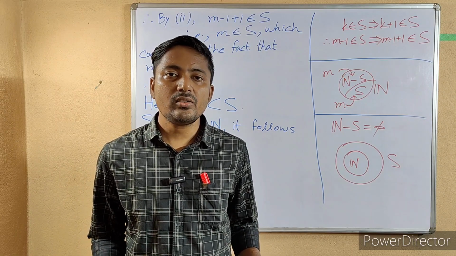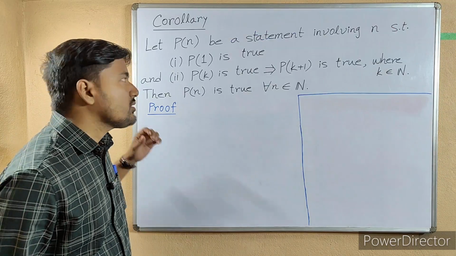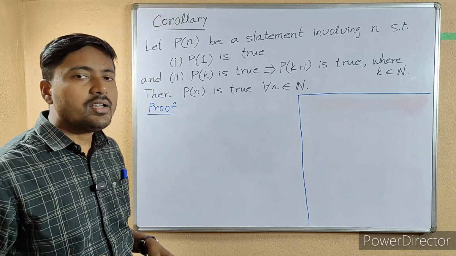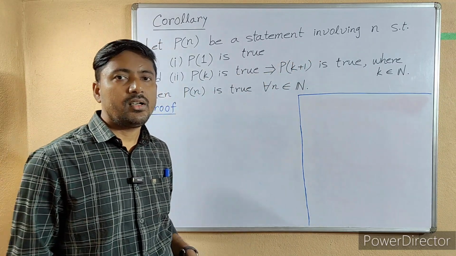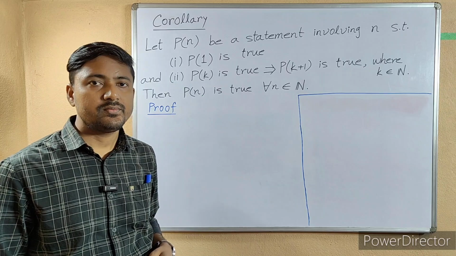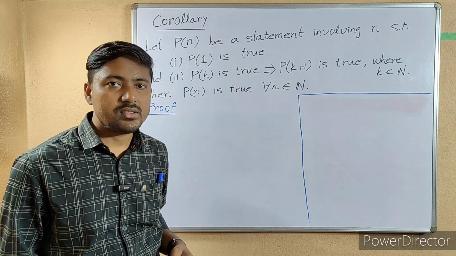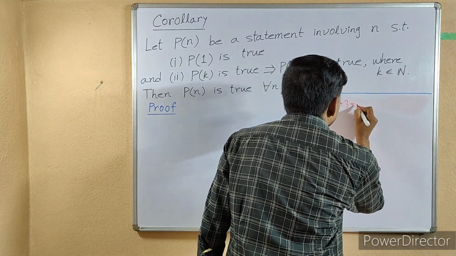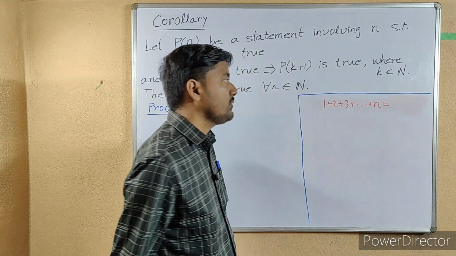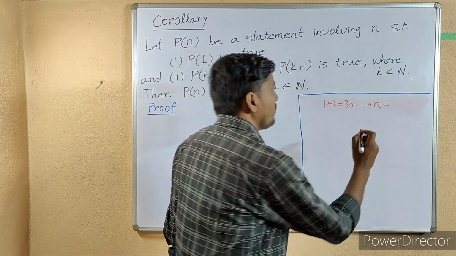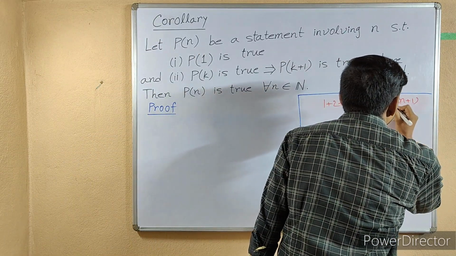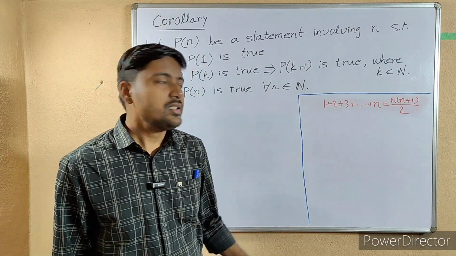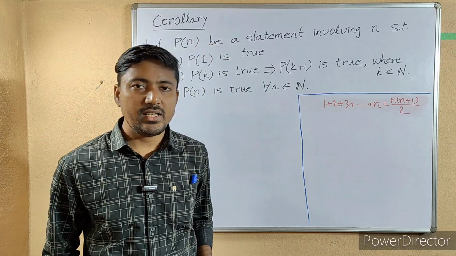Now let's look at its corollary. Okay, so here is the corollary. Let Pn be a statement involving n. Here, statement involving n means what? Let me explain with some examples. We know that 1 plus 2 plus 3 plus and so on plus n equal to n into n plus 1 by 2. This is a statement involving n, and this statement is true for all natural numbers n.